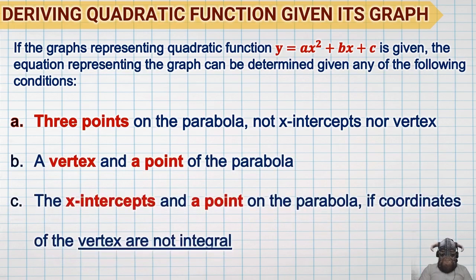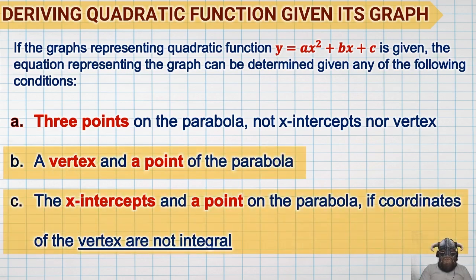Next is the x-intercepts and a point on the parabola if the coordinates of the vertex are not integral. So we have these three conditions wherein any of the following given from the parabola may do, but we'll just be focusing on these two. Given a vertex and a point on the parabola, we'll try to identify the equation of the quadratic function. At the same time, we could also use the x-intercept and any point on the parabola, considering the vertex is not integral.